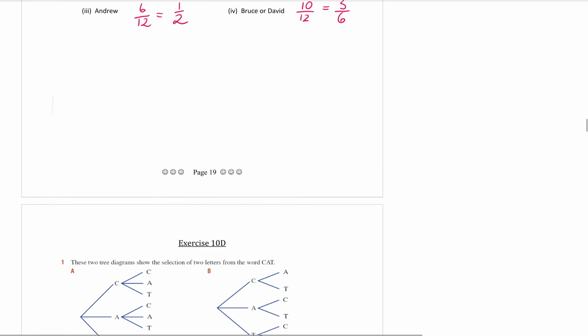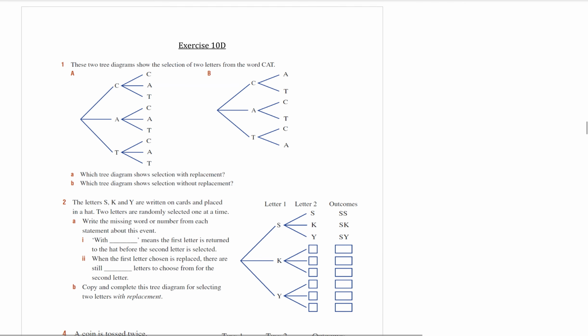Okay, and then here is some questions down here for you to try, your probability trees.